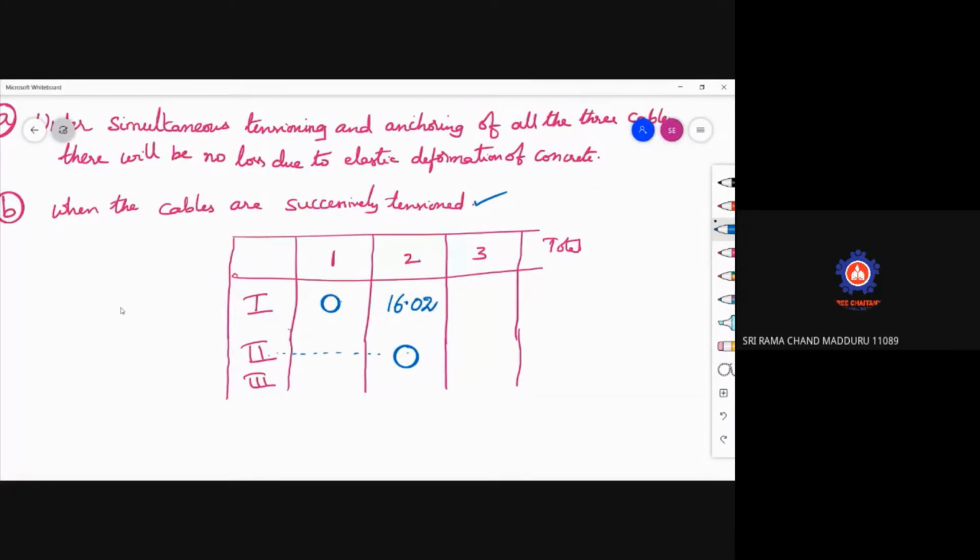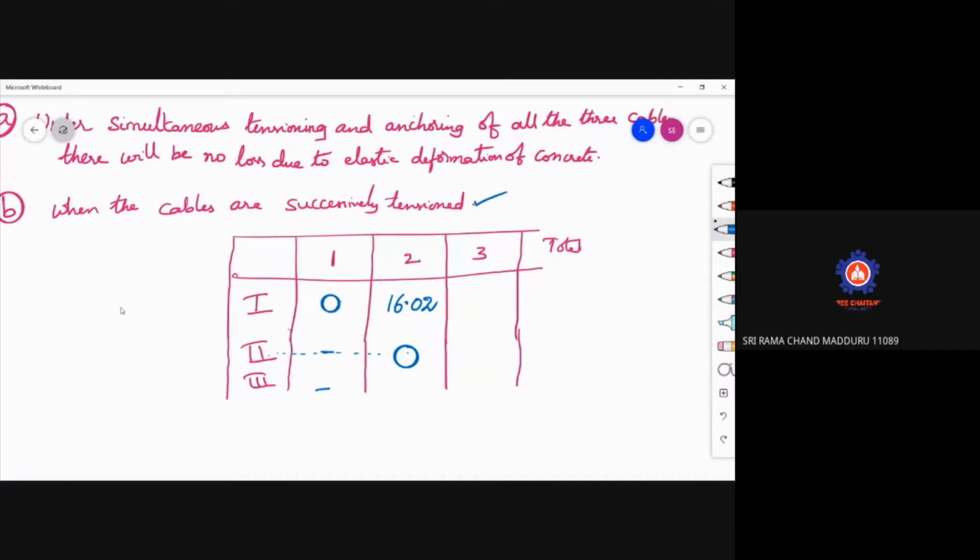So 16.02 is the loss in each cable. The first cable will experience a loss of pre-stress due to elastic deformation of 16.02. Now coming to the third one. In the third one, this is dash only here. In the third one, and why?